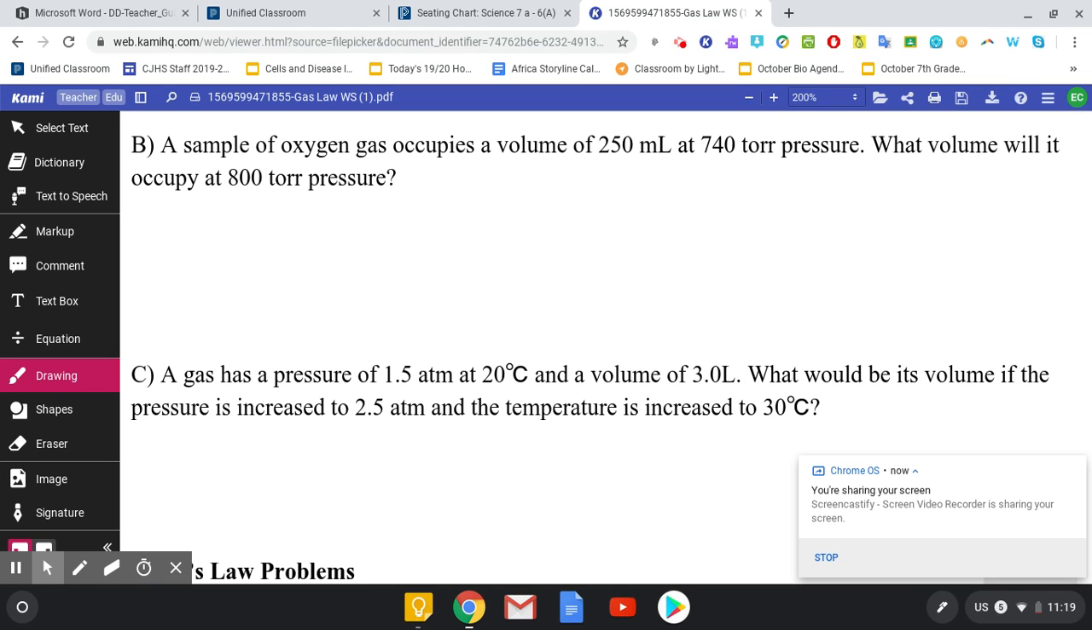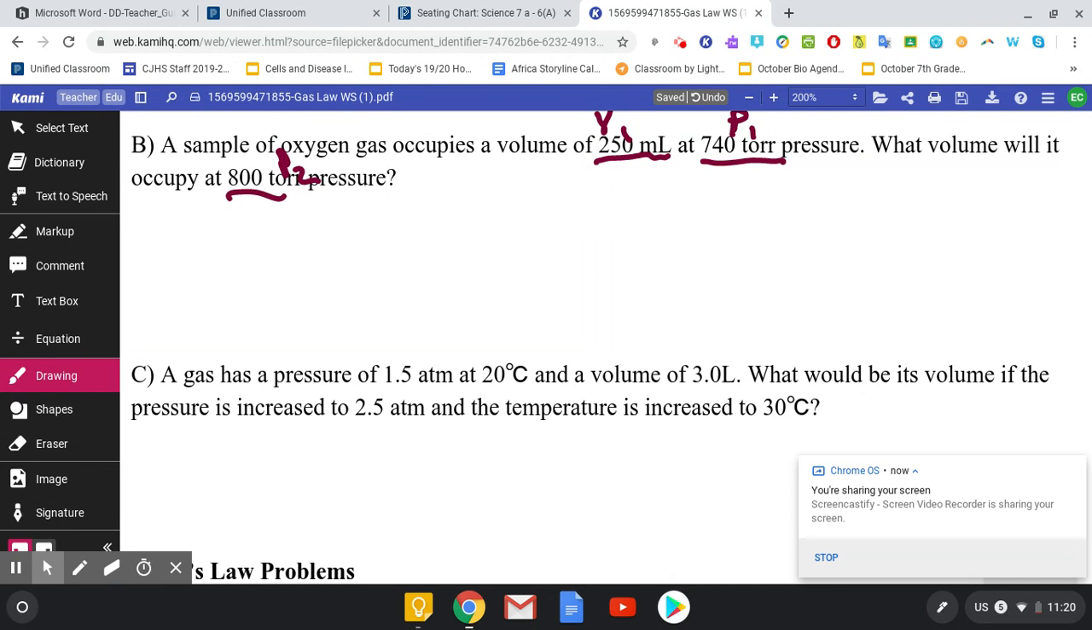Today we are going to be working on sample problem B from our gas laws packet. In this example, we have a sample of oxygen gas. We are given that it starts at a volume of 250 milliliters at 740 torr. So that's volume 1, and in this case we don't have a temperature like we did before, but we have a pressure. What volume will it occur at 800 torr pressure? So that's pressure 2.